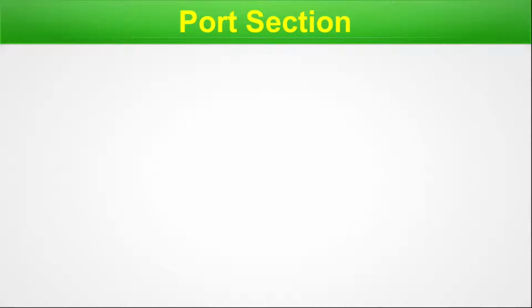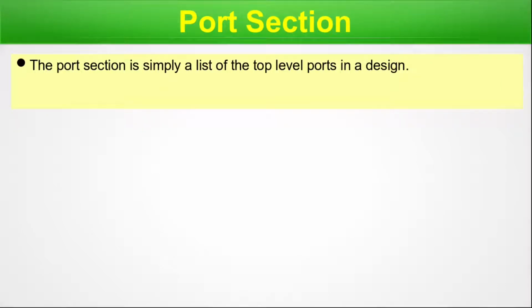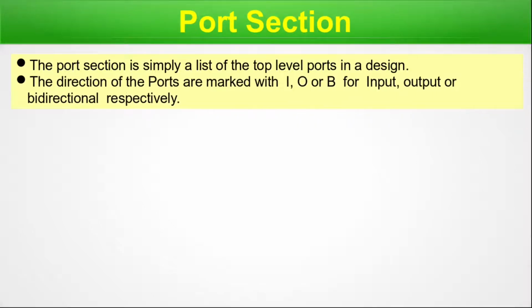Port map section. The chip talks with the outer world with its pins, which act as ports to exchange the signal between the internal circuitry and the external world. These are captured in the port section. Let us have a look at the port section. The port section is simply a list of top-level ports in a design. The direction of the ports is marked with I, O or B for input, output or bidirectional respectively. These will always be in upper caps, this I, O or B.